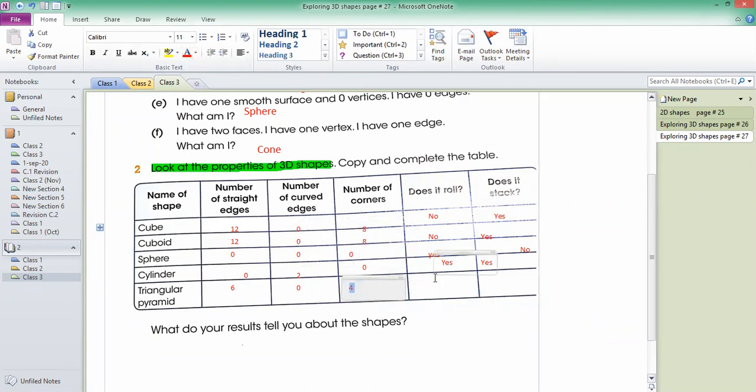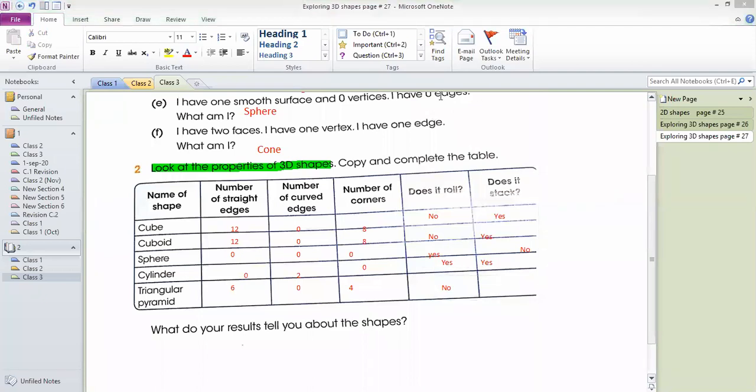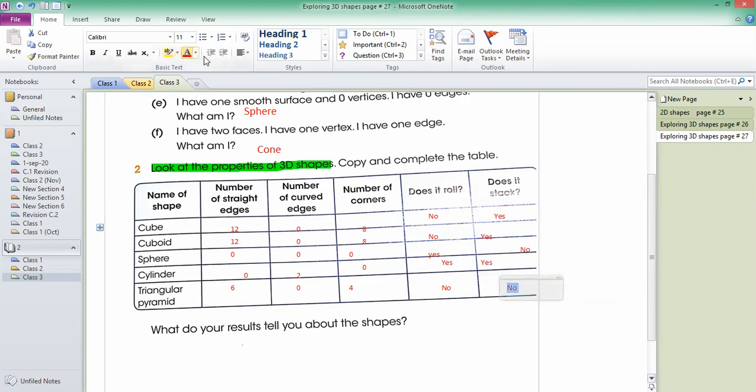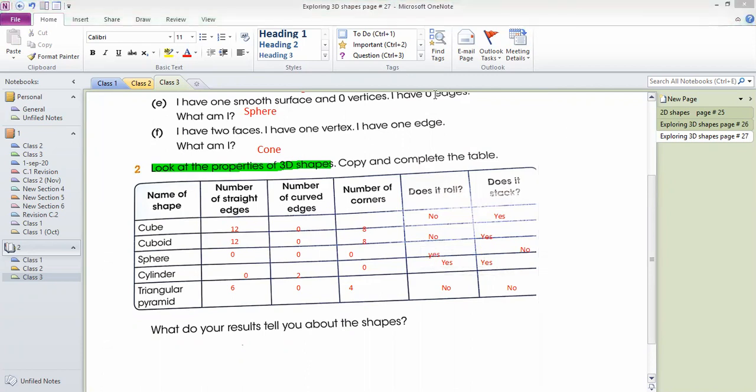Does it roll? Triangular pyramid? No, it cannot. It doesn't have a curved face. Can you put something on it? Yes, guys. Can you put something? Does it stack? Can you put something on a triangular pyramid? No.